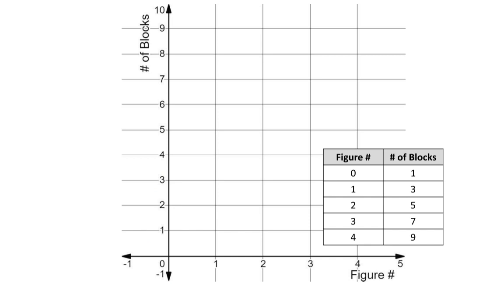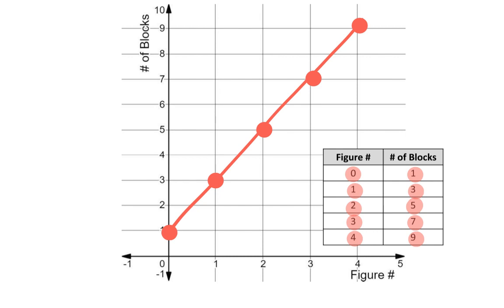This pattern can also be represented with a graph. I'm going to go ahead and graph this table of values for you. When you graph this pattern, it resembles a line, and that's why it's called a linear relation, because it looks like a line.